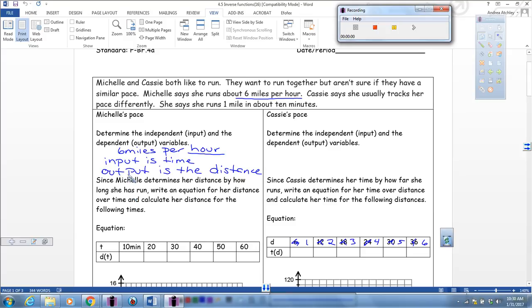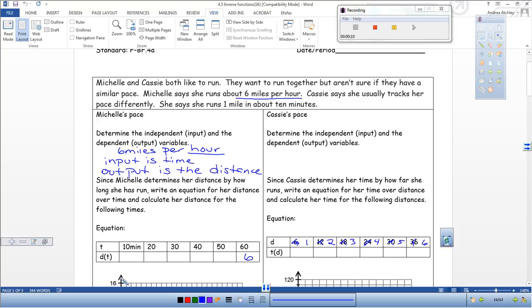Okay. So then we came here, since she's riding 6 miles an hour, these are in minutes, so 60 minutes will give her 6 miles. Then 50 minutes will give her how many miles? 5, 4, 3, 2, and 1.